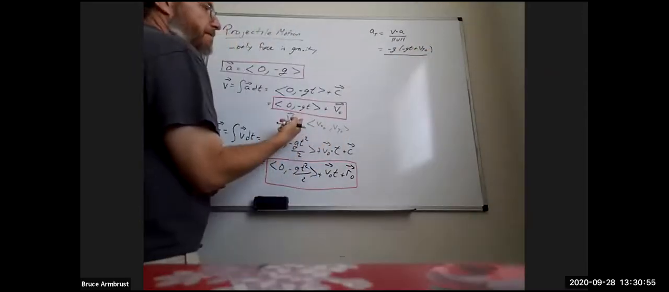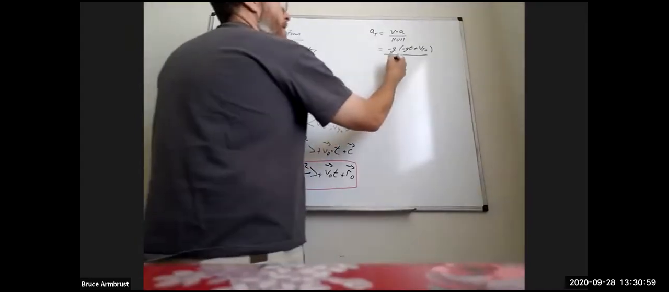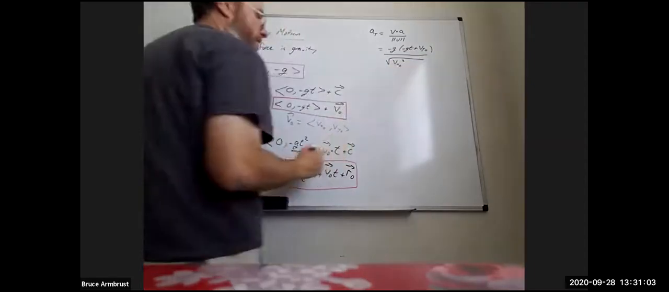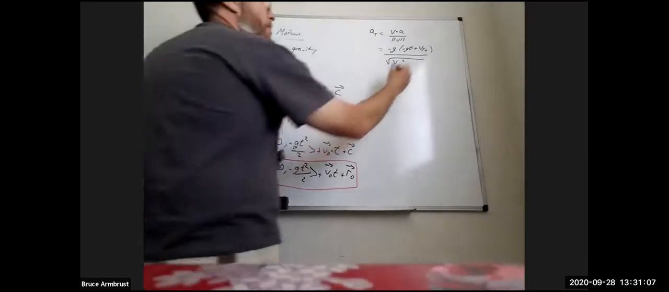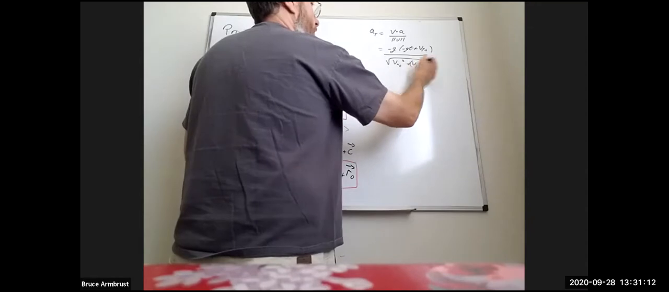Well, the magnitude of this vector is going to be the square root of vx naught squared, because that's the x component, plus vy naught minus gt quantity squared.